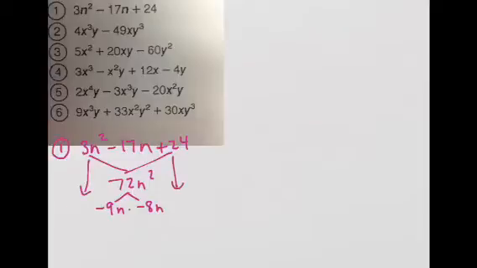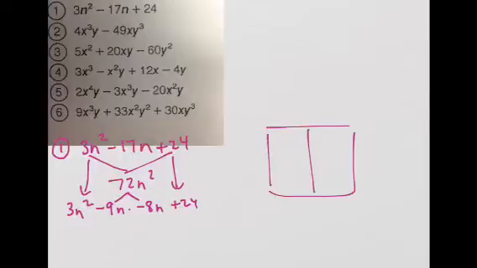You bring down the first term and the last one, and then I usually put it in a 2 by 2 grid. So you put 3n squared minus 9n minus 8n, and then 24. The greatest common factor of these two terms right here is 3n. Then something times 3n is 3n squared equals 3n squared. That would be n.